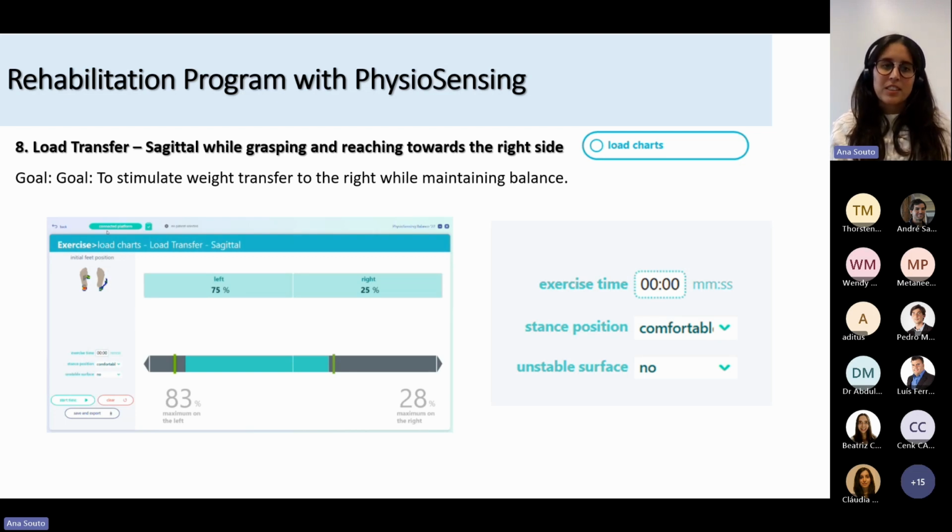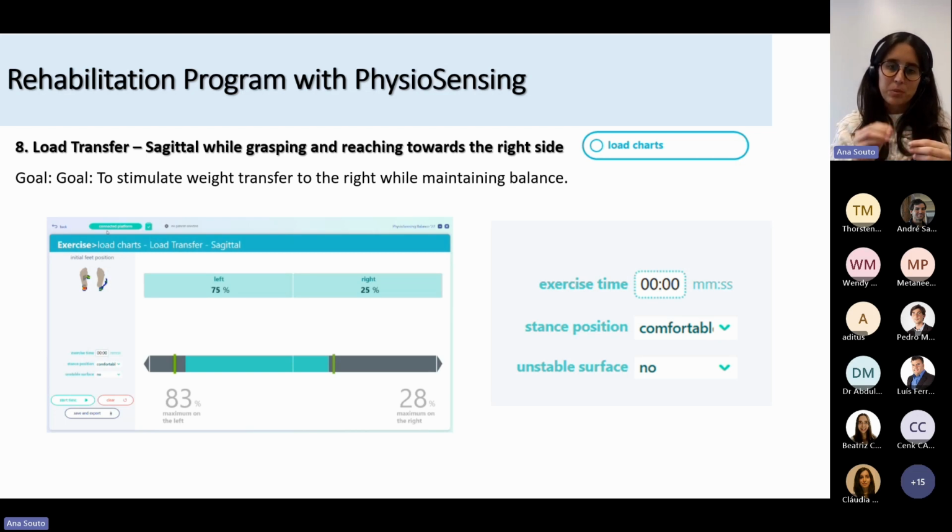But the important thing is, for the people who already have PhysioSensing and are working with PhysioSensing, try the exercises yourself and try to change the parameters and feel how the difficulty changes while changing the parameters. Then you can start to create your own exercise sequences for specific patients, because you can do that on the software.